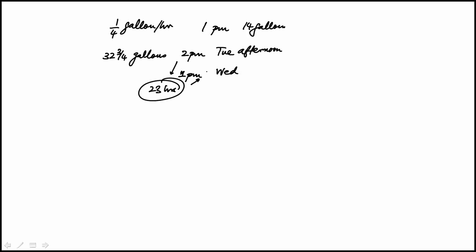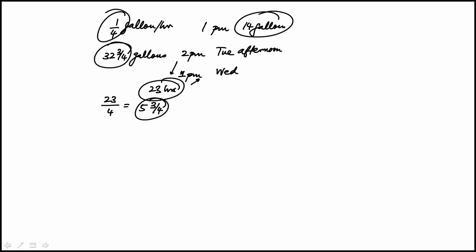So right now I'm not taking into account the 14 gallons we'll dump at 1 p.m., so excluding that. In 23 hours, since we're leaking 1/4, we would have leaked 23/4, which is 4 times 5 is 20, so 5 and 3/4 gallons would have leaked. Since we started with 32 3/4, we can subtract them, and it's a nice subtraction. We'll have 27 gallons at 1 p.m. on Wednesday.